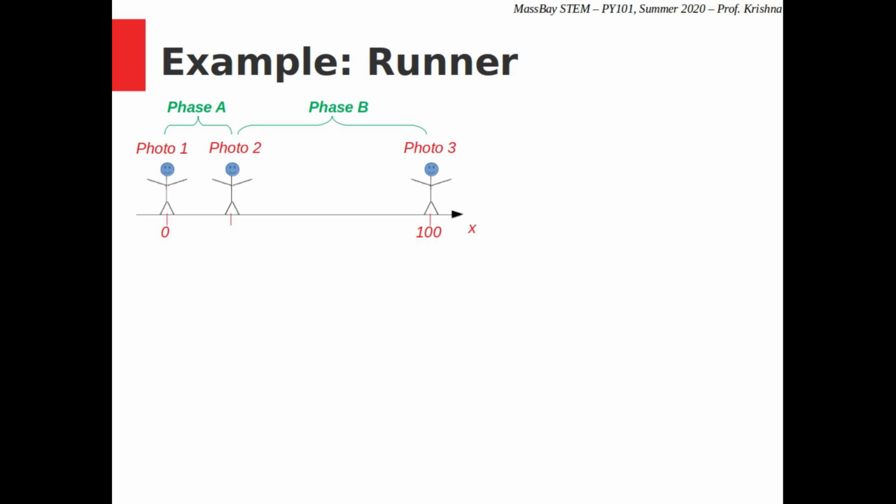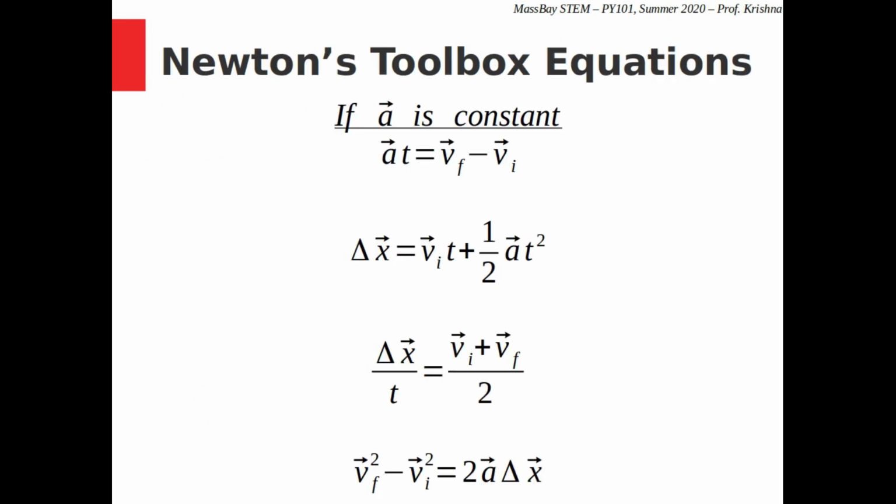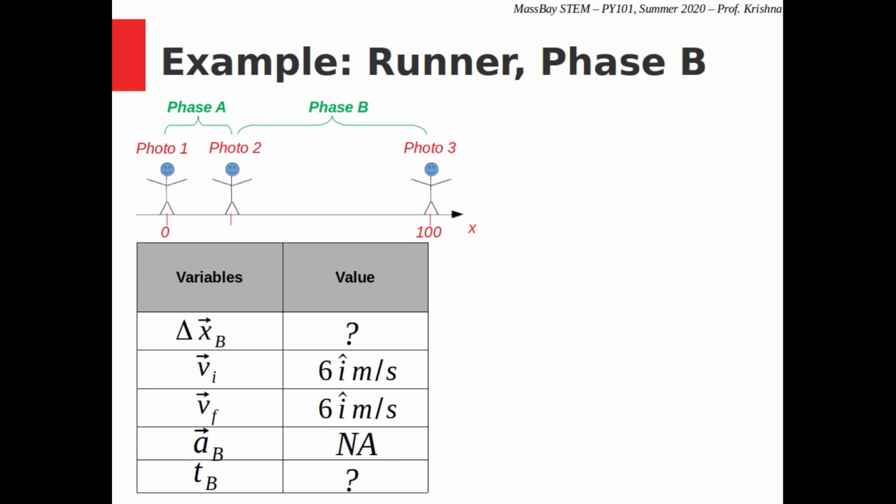Let's examine phase A. The unknown is t sub A. The runner starts from rest, 0 meters per second, and has an acceleration of 2.5 meters per second squared. And the velocity when photo 2 was taken is 6 meters per second. That's the final velocity for phase A. So we know initial velocity, final velocity, and acceleration, and we're looking for time. The only toolbox equation that weaves together all 4 of these quantities is number 1. So we use this and easily solve for the time in phase A. It is 2.4 seconds.